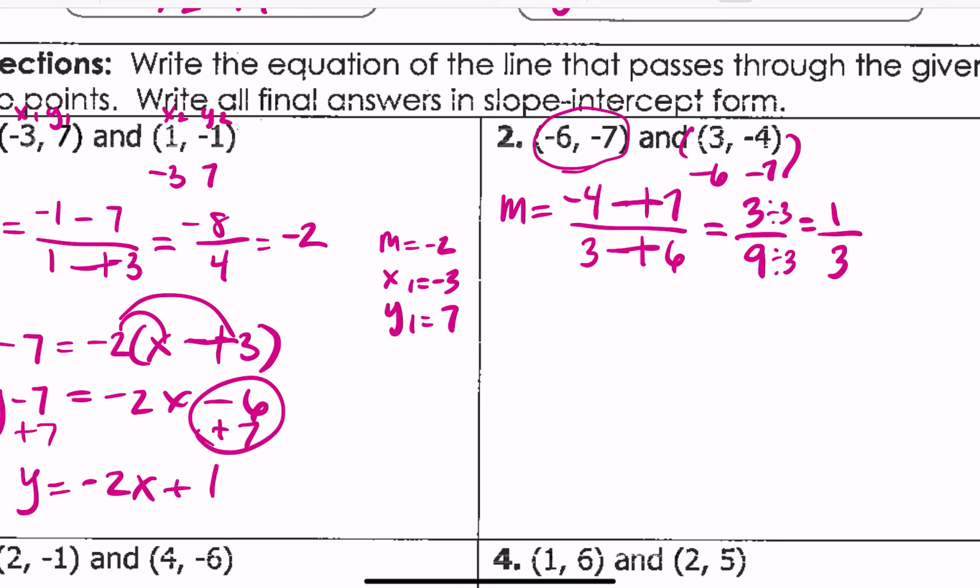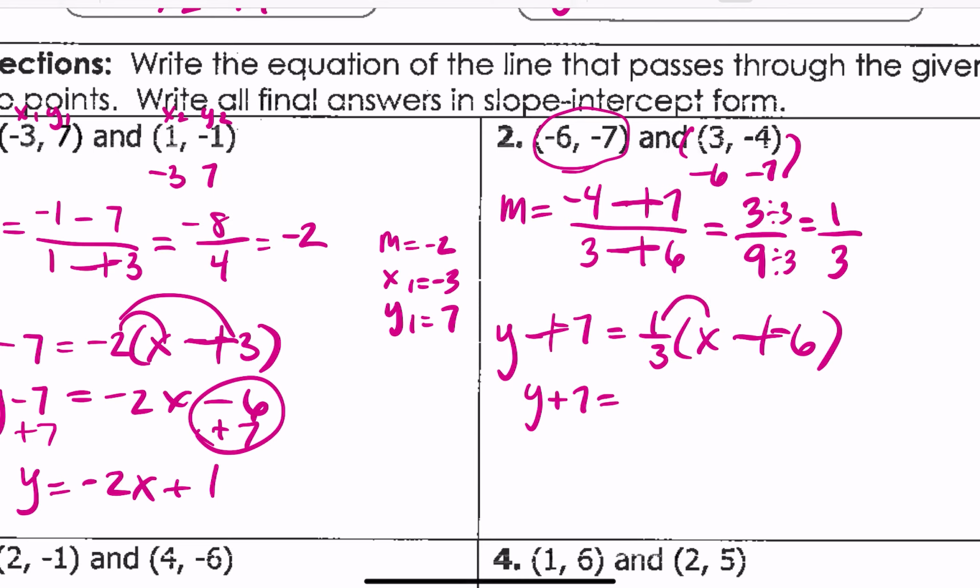I'm going to use this point as my x1, y1. So when I write out my point slope form, it's going to be y minus, my y1 point is minus 7, equals m, which is 1/3, times x minus, and my x is minus 6. And when I go to simplify, these become pluses, right? Subtracting a negative is a plus.